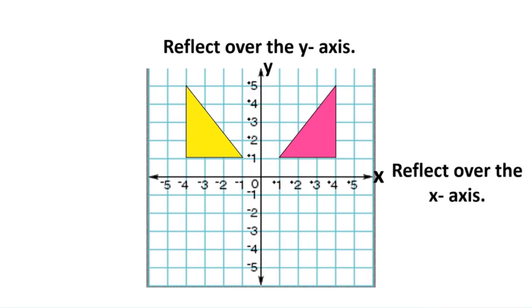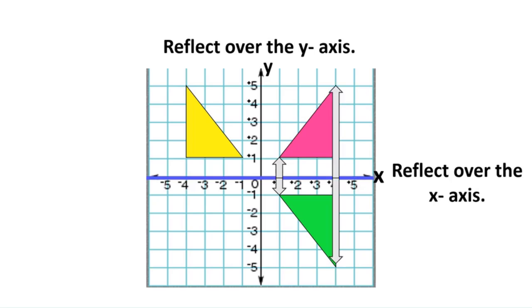Now let's reflect it over the x-axis. Remember, our x-axis is our horizontal axis. So when we flip this shape over the x-axis, it's going to end up below the axis. Again, same shape, but it's facing the opposite direction. Notice our bottom left-hand point is 1 away from the y-axis. I'm sorry, the x-axis. And our top point is now still 5 points away from the x-axis, just in opposite directions.